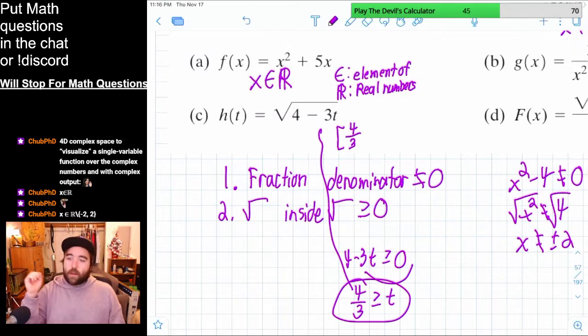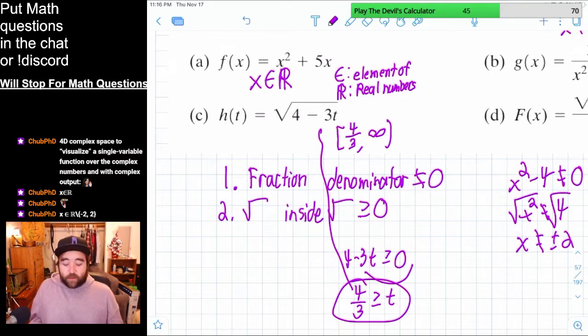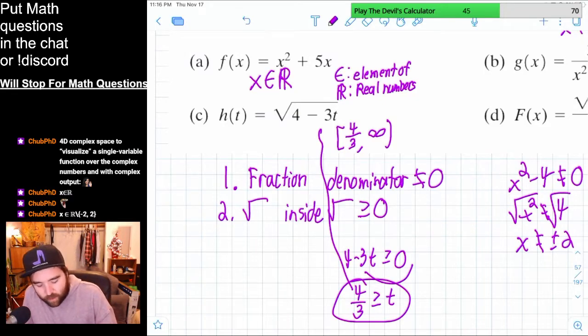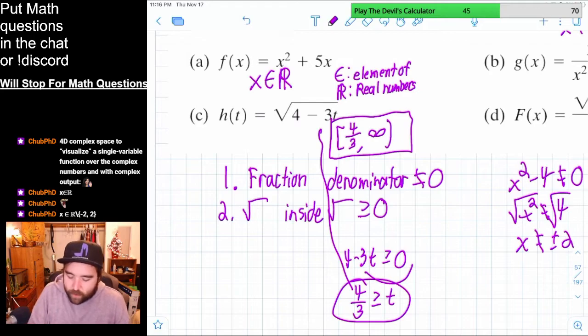And then what's the biggest thing it can be? It can go all the way up to positive infinity because it just has to be bigger than 4/3. There's no maximum. And so that is the great way to write the domain for that function, from 4/3 to infinity. And really, we should write all of those like that.